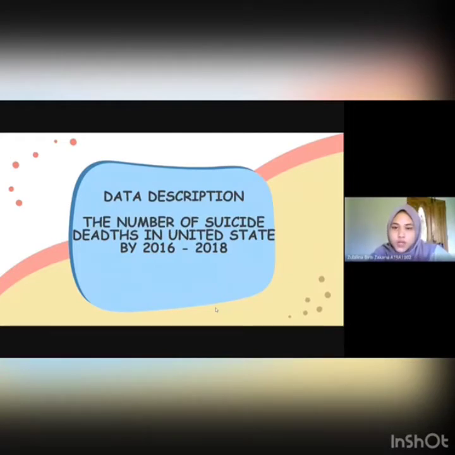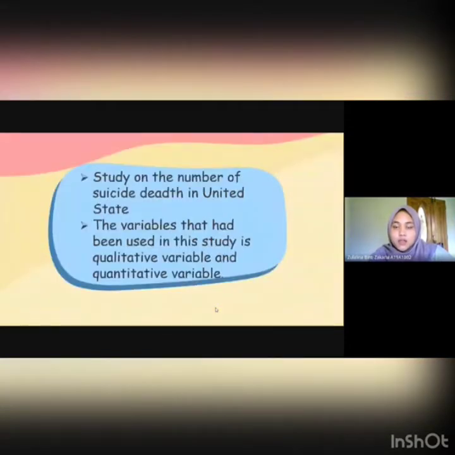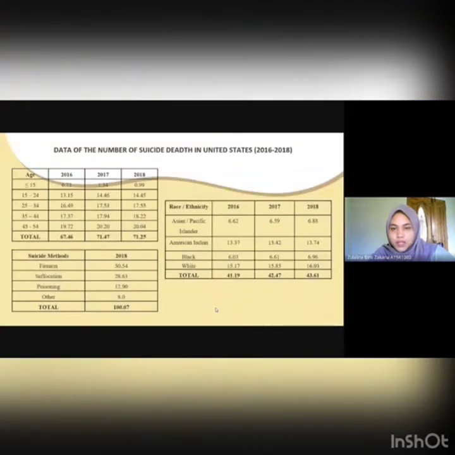I am from group 15 and today I'm going to present about the number of suicide deaths in the United States from 2016 until 2018. This study is on the number of suicide deaths in the United States. The variables that we have used in this study are qualitative variables and also quantitative variables. This is the data of the number of suicide deaths in the United States from 2016 until 2018.